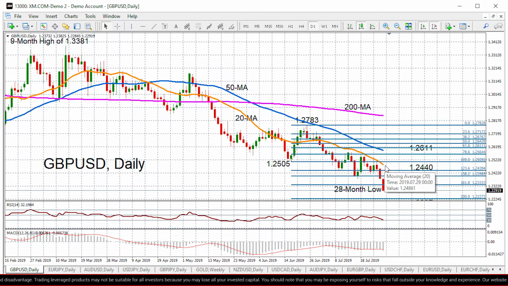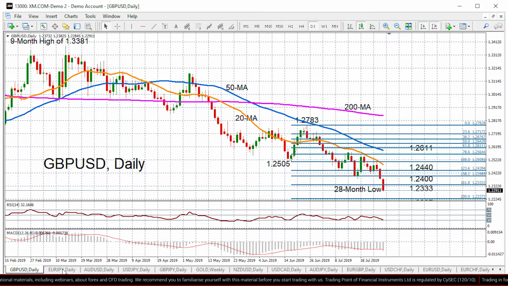However, there's likely to be a very strong resistance at the 78.6% Fibonacci at 1.2564 before reaching the 50-day moving average, which it needs to do in order to shift the picture to a more convincingly bullish one. In the more medium term, though, it's looking very bearish indeed for pound dollar.